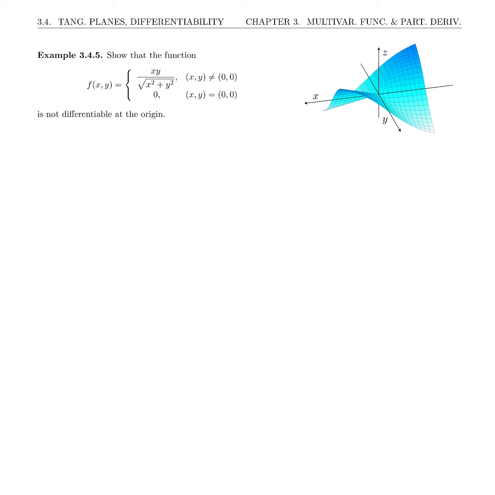So to show this algebraically, we need to construct the error e of xy, which is f of xy minus the expression that would be the tangent plane if it existed at the origin. So f of 0, 0 plus f sub x, 0, 0 times x minus 0 plus f sub y of 0, 0 times y minus 0. Now, f of xy we have as the function rule. f of 0, 0 we have as 0. We are missing the two partials.